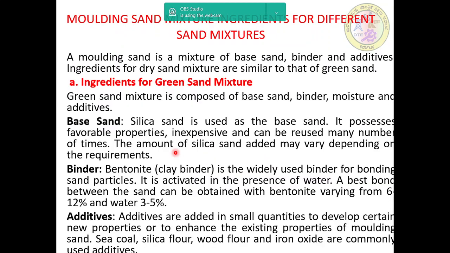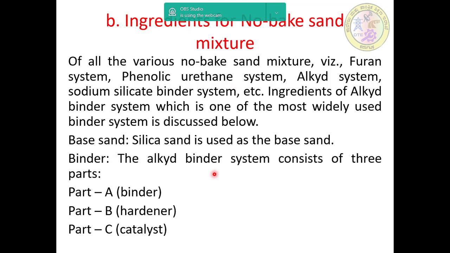Previously I explained that the ingredients of green sand as well as dry sand are the same. Then we will go for the ingredients of no bake sand. Of all the various no bake sand mixtures, furan system, phenolic urethane system, alkyd system, sodium silicate binder system, etc., the ingredients of the alkyd binder system, which is one of the most widely used binder systems, are discussed here.